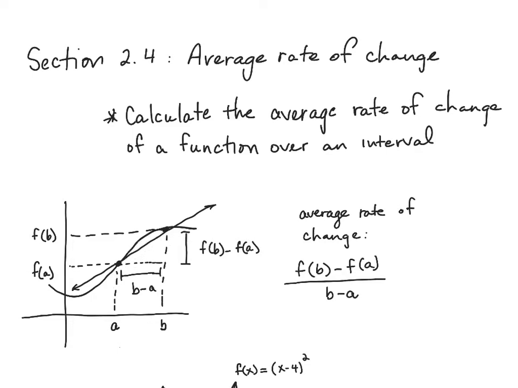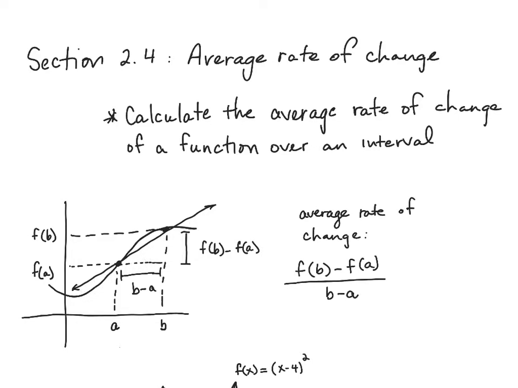So linear functions have a constant rate of change. These types of functions, we can calculate an average rate of change by choosing 2 points. So I have a point A and a point B, and drawn a line between the 2 points. Remember, a line between 2 points on a function is called the secant line.